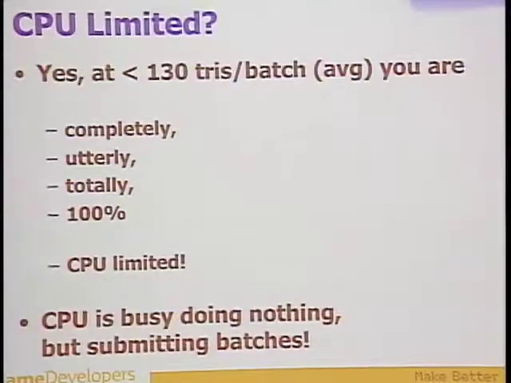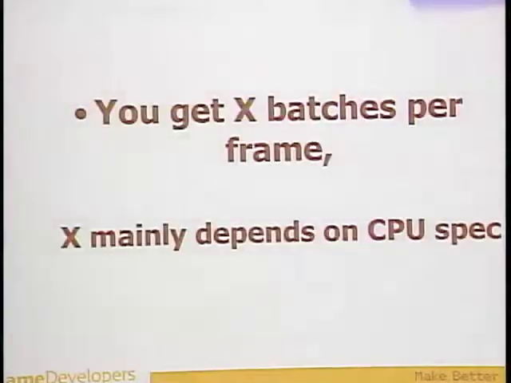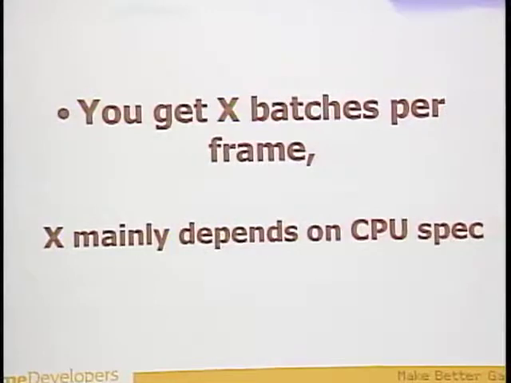The nice part about the Game Developers Conference is they treat you like you're stupid, and they put multiple slides in that are very, very simple. So they're saying if you don't have a lot of triangles per batch, you are limited by your CPU because all it does is submit batches. Your GPU is just sitting around twiddling its thumbs. So they just dumb it down more and more, right? That's what you get.